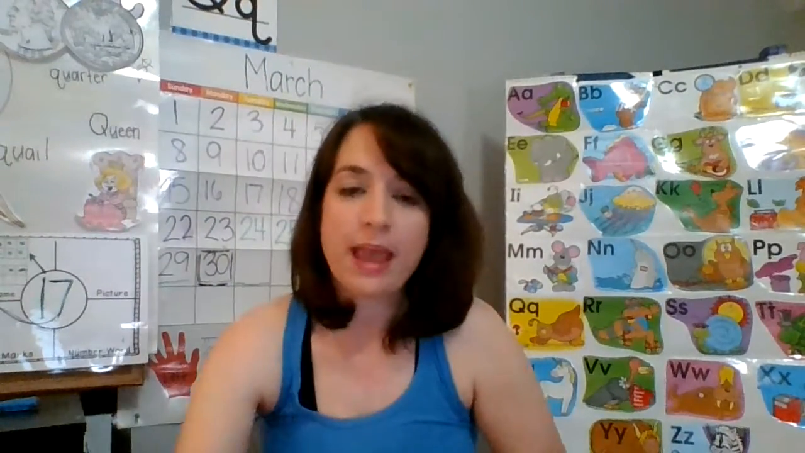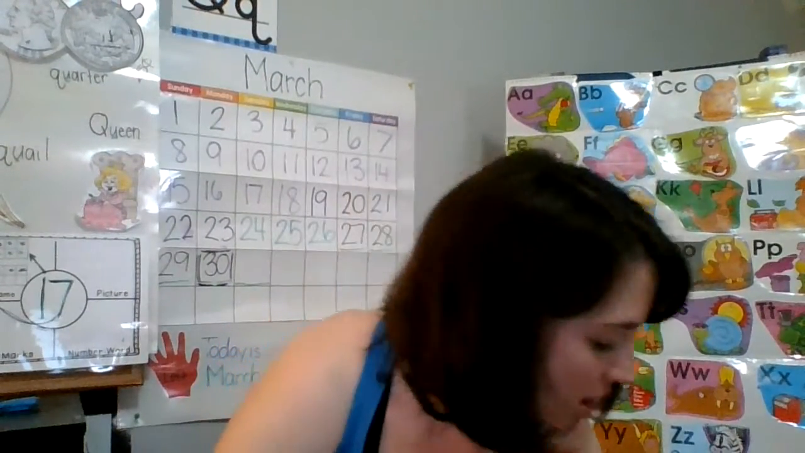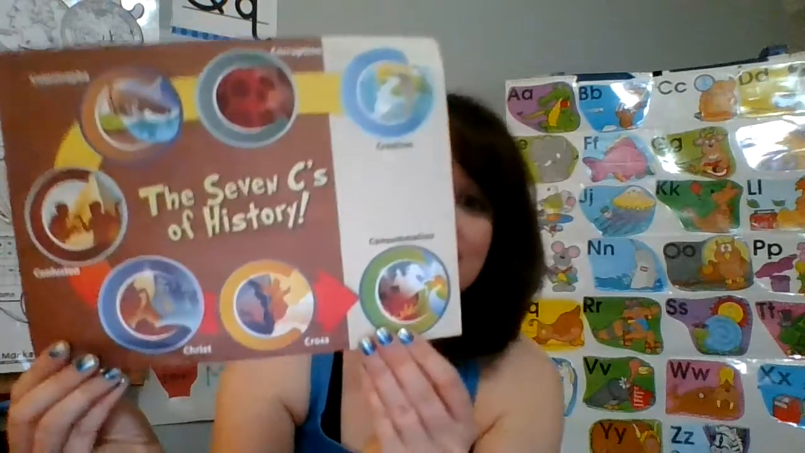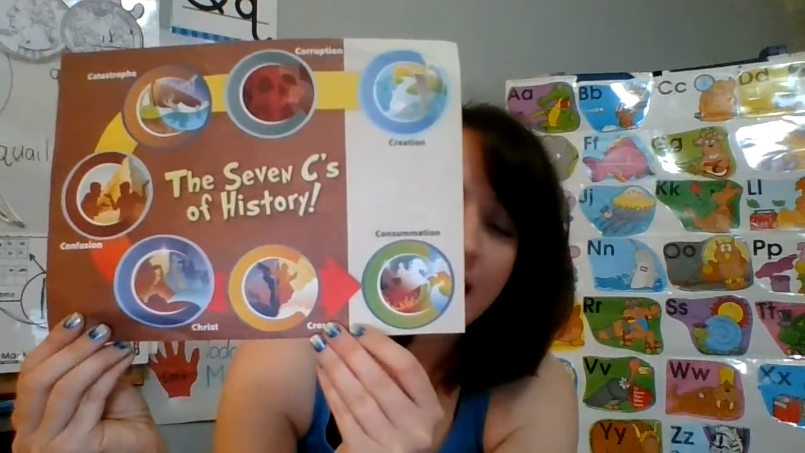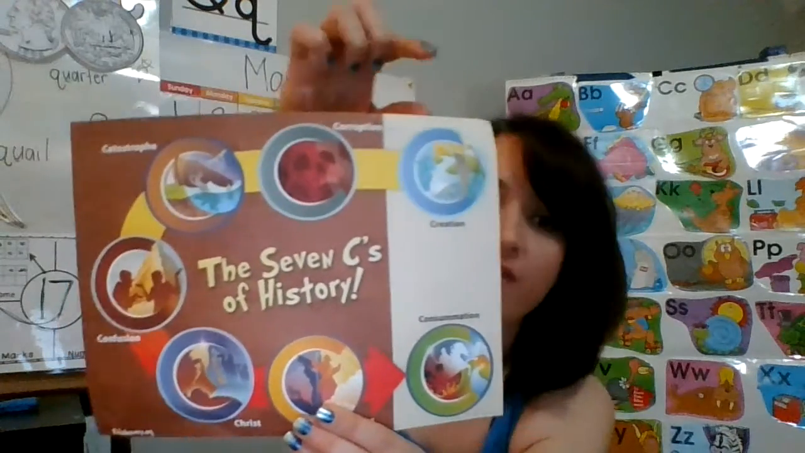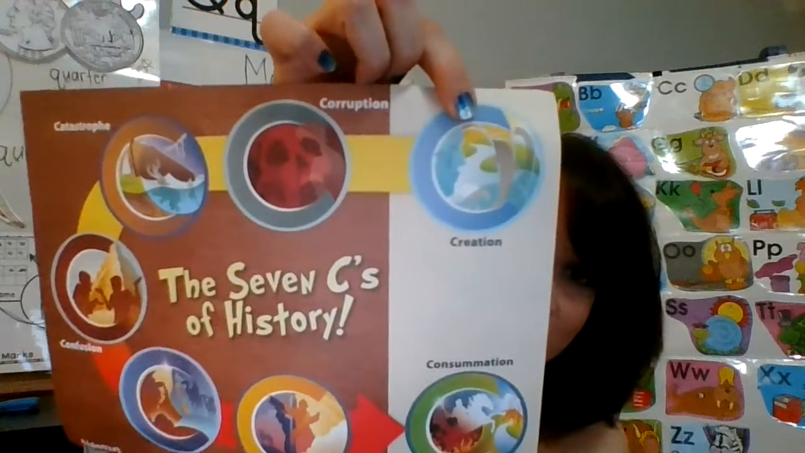All righty. The past week, we started talking about the seven C's of history. It's how the Bible is broken up into these seven big stories. And we've been talking about how the Bible is God's word, and it's all true. There's no make-believe stories in it. It's not fairy tales. It all really happened. And God shared his word with us so we can learn more about who he is and his plan for us. So last week, we started off up here with creation.